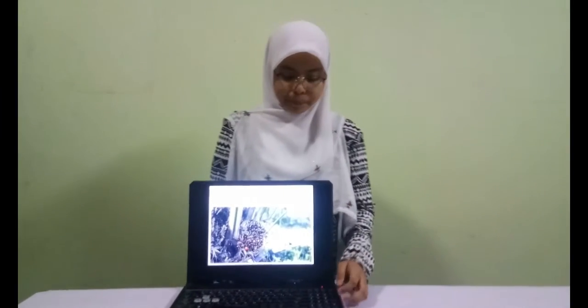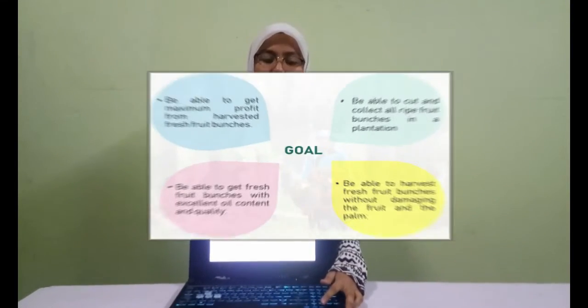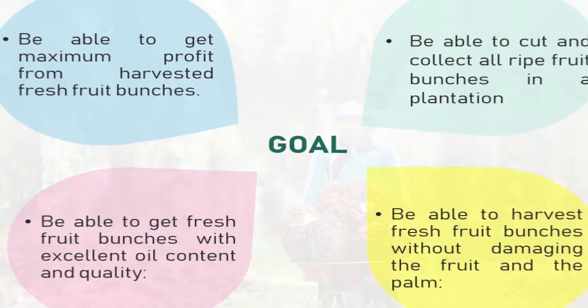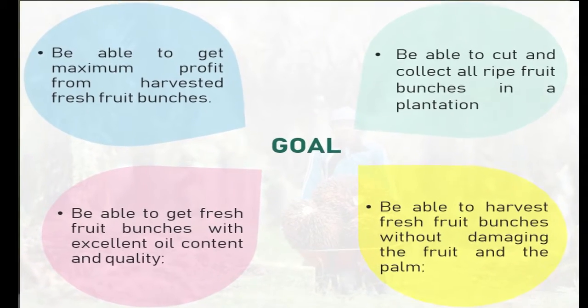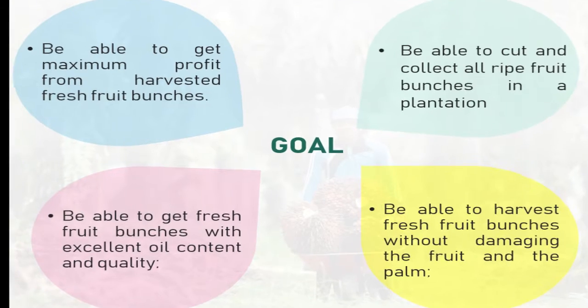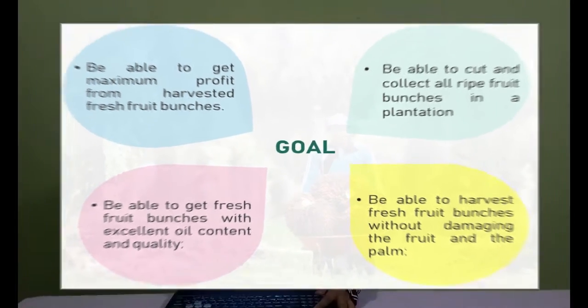Today I would like to share about the best way of harvesting process of oil palm. Okay, this is the goal of the process. The best way is to be able to cut and collect ripe fruit bunches in a plantation, and then be able to harvest fresh fruit branches without damaging the fruit and the palm. And the third is to be able to get fresh fruit branches with excellent oil content and quality, and to get maximum high profit from the harvested fresh fruit branches.